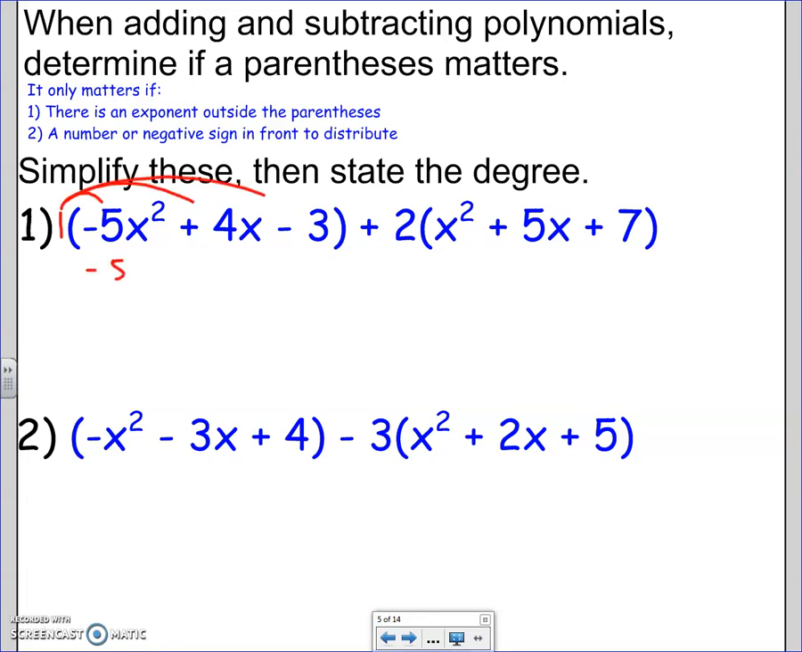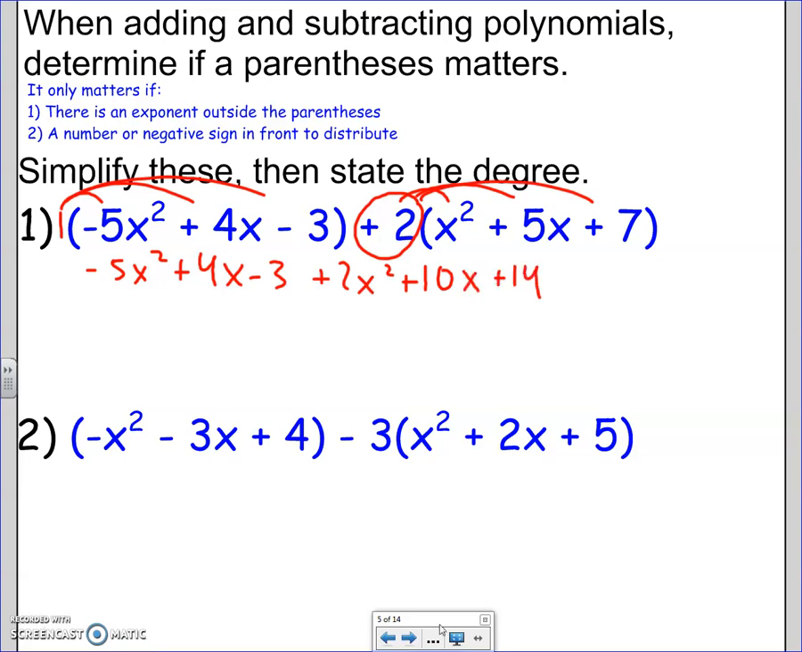So this stays negative 5x squared. The inside is not changing for x minus 3. The second parentheses does matter because there's a positive 2 to distribute. So that's going to be positive 2x squared plus 10x plus 14. And now I can combine. The x squareds go together.